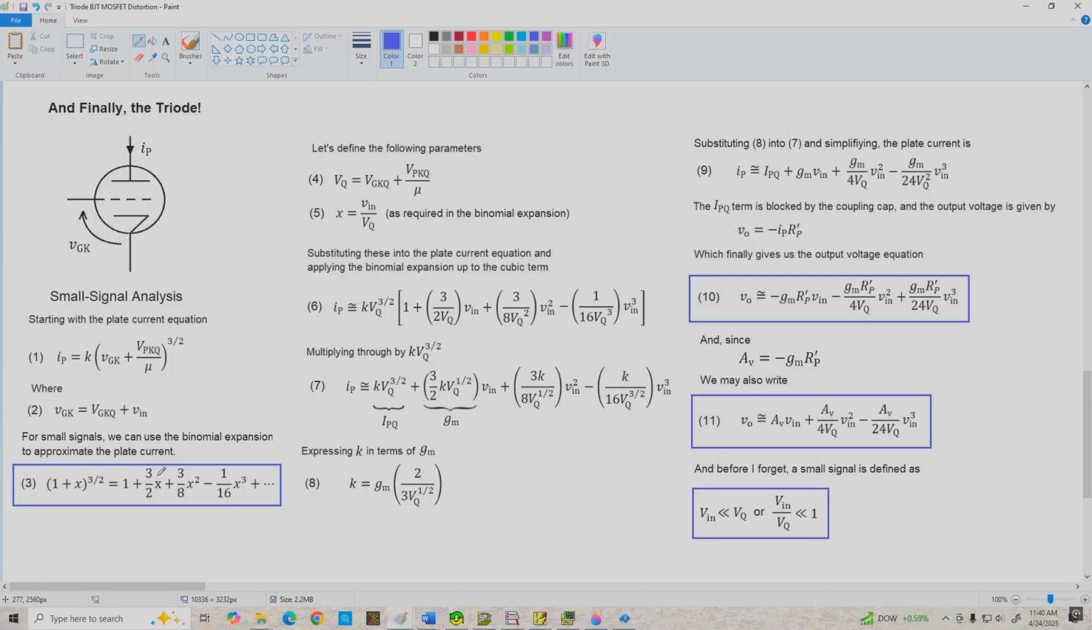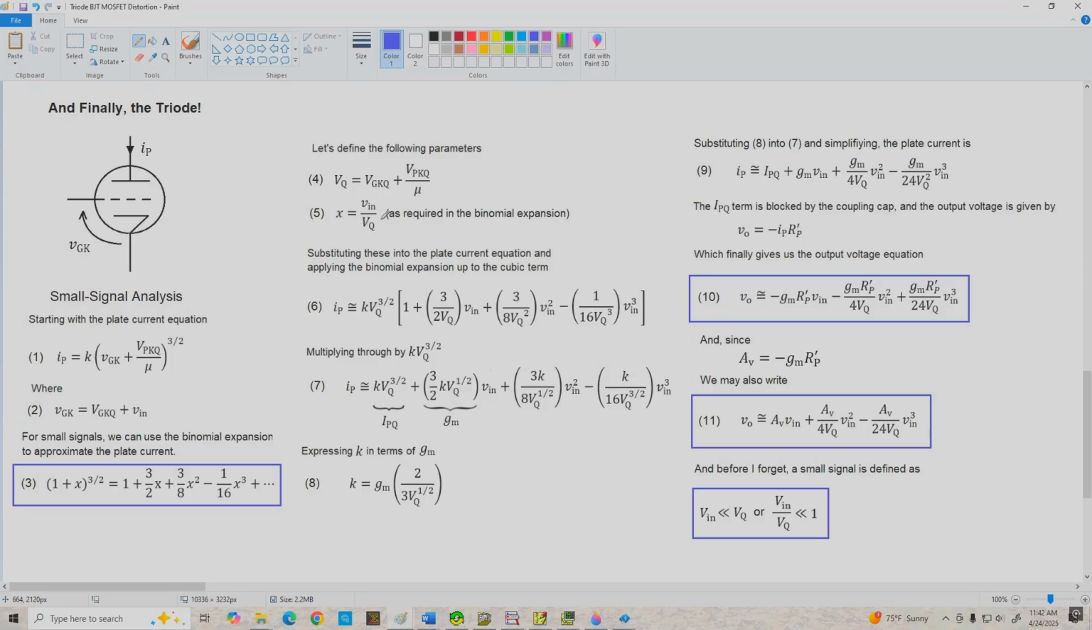Here's our expansion, and again, this can continue out for infinitely many terms, but we're going to stop it here at the cubic. And we have to define a couple of other parameters for use with this thing. We've got V sub q, which is VGK at the q point plus VPKQ divided by mu, and another parameter x, which is Vin divided by V sub q. This is kind of a complicated thing to derive, and I'm not going to bother going through it, but this is the x that we'd use in our binomial expansion here.